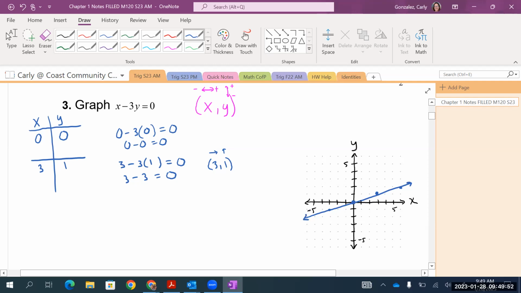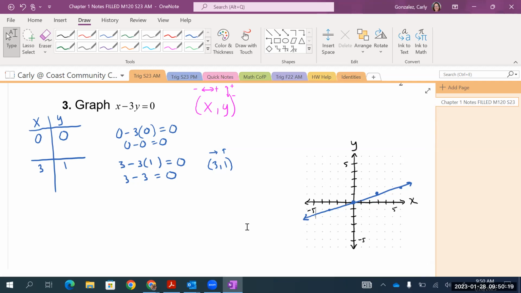Now, this is just one strategy of trying to come up with X and Y values that satisfy this equation. And this works as long as you can mentally come up with a couple of those coordinates. So you need at least 2 coordinates to be able to determine a unique line.